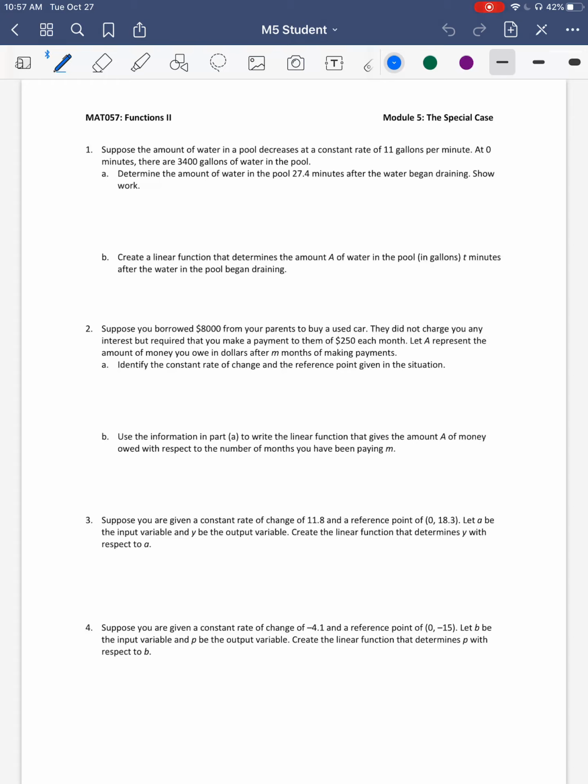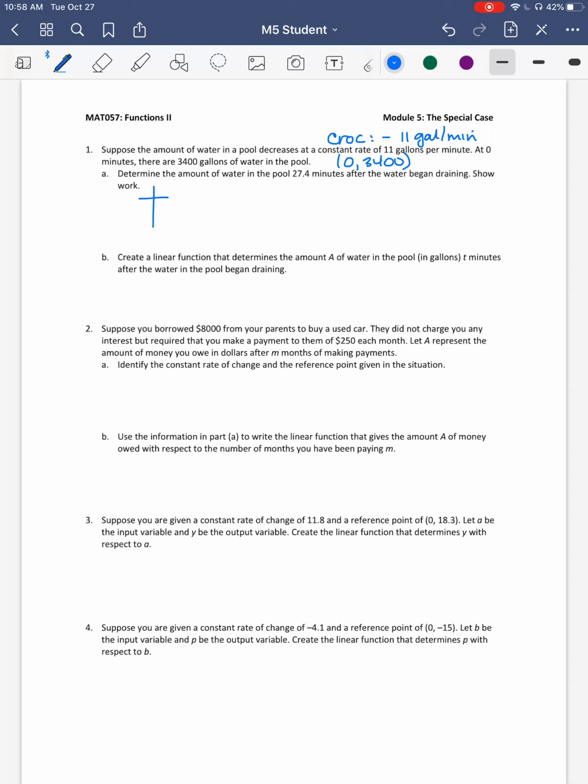Let's just start working. Question number 1 says, suppose the amount of water in a pool decreases at a constant rate of 11 gallons per minute. So that's my crock and it's decreasing. So my crock is actually going to be negative 11 and the units on that are gallons per minute. And then at 0 minutes, there are 3,400 gallons of water in the pool. So that is telling me about my reference point. So it says determine the amount of water in the pool 27.4 minutes after the water began draining.